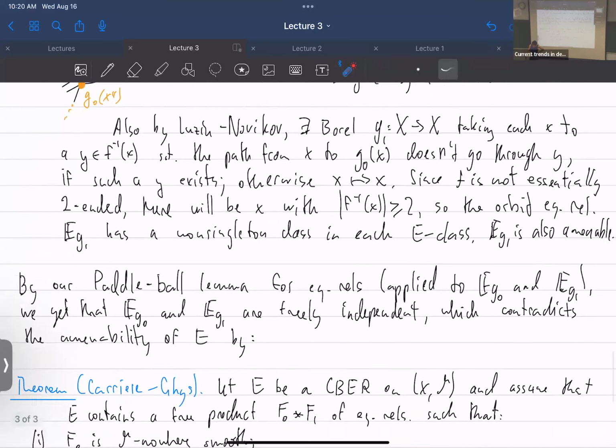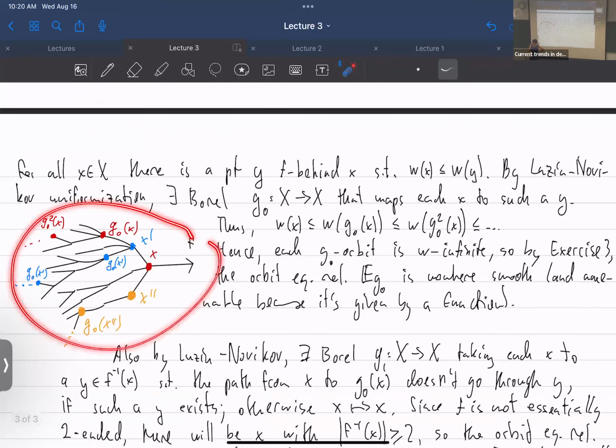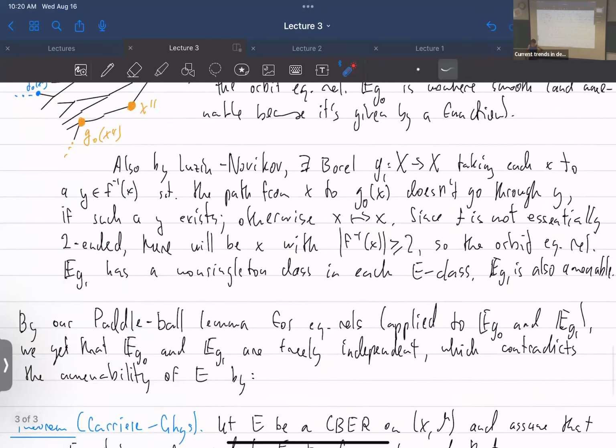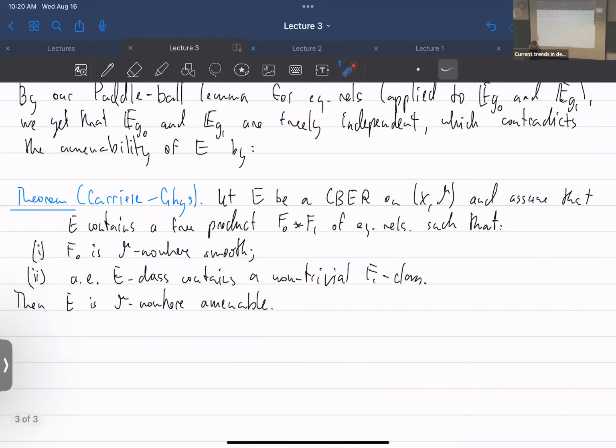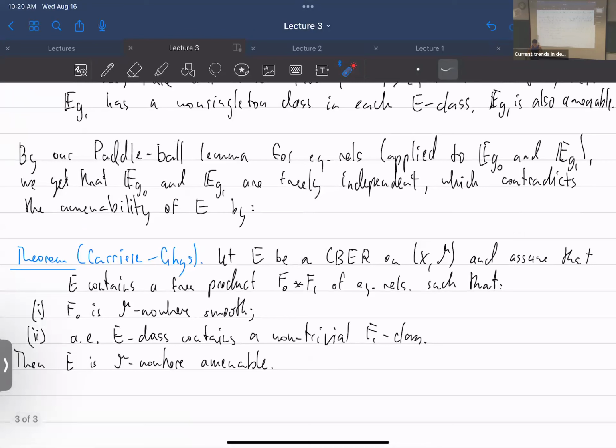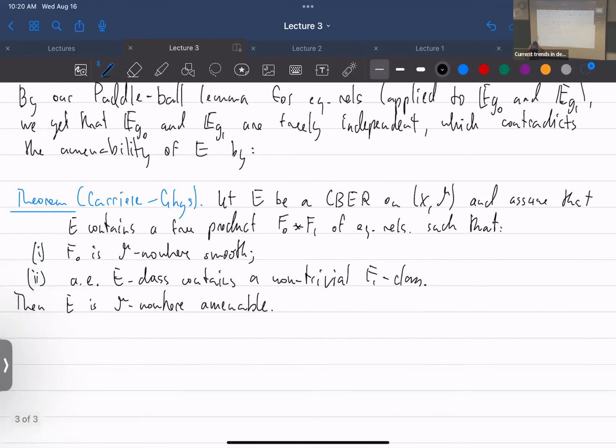But our assumption is literally that E is given by a function, so it is amenable. That's the contradiction. Okay, so now all I have to do is show you, I'm not going to prove it. The proof is one paragraph, but it's a really annoying one paragraph. So what's left is to state the Pedalball lemma.